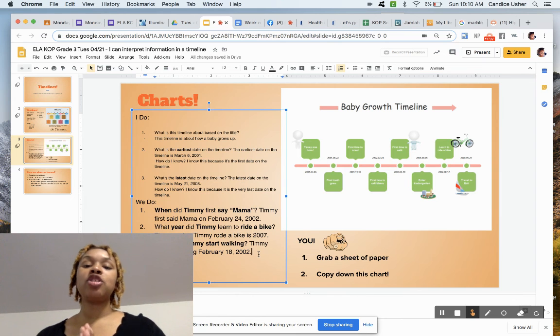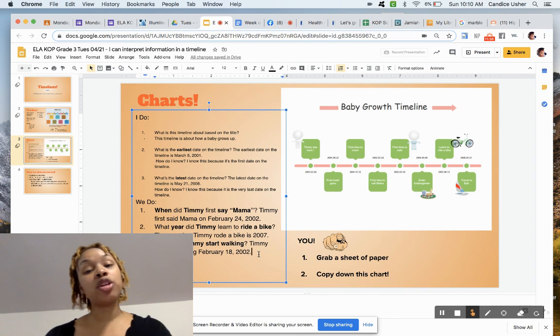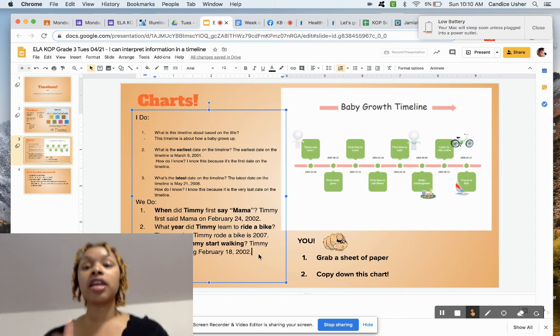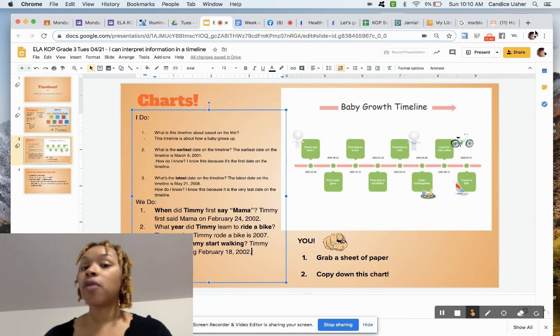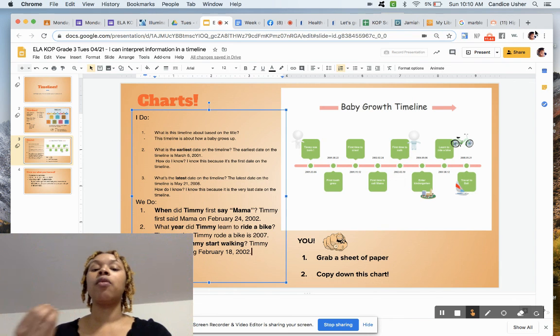So again, don't forget to look at the question, write them down, even when you're doing your exit tickets, and look for keywords, because that's going to help you to know what to look for when you're looking at your text or your map or your bars or your graphs. All those things that we've been learning about.